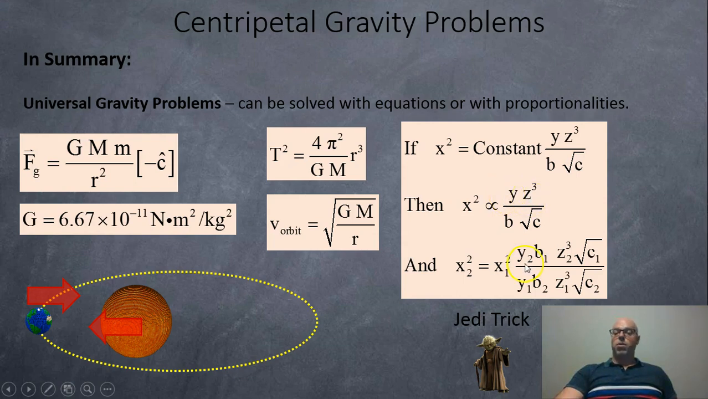They're on top, so y2, z2 are on top. Where's the b and the c? They're on the bottom, so b2 and c2 are on the bottom. And boom, you got it to work.